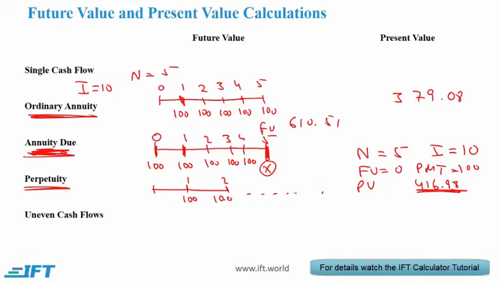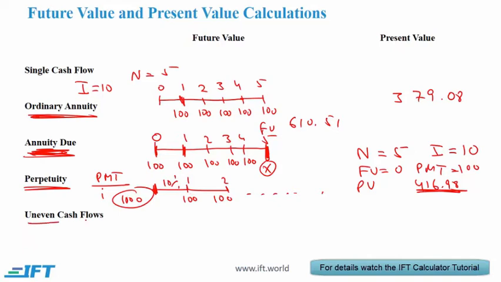The present value of a perpetuity is equal to the cash flow or the payment divided by the interest rate. If the interest rate is 10%, then the present value is going to be 100 divided by 10%, which is 100 divided by 0.1. So we have a present value of 1000. Notice that the present value of a perpetuity is 1 period before the first cash flow.